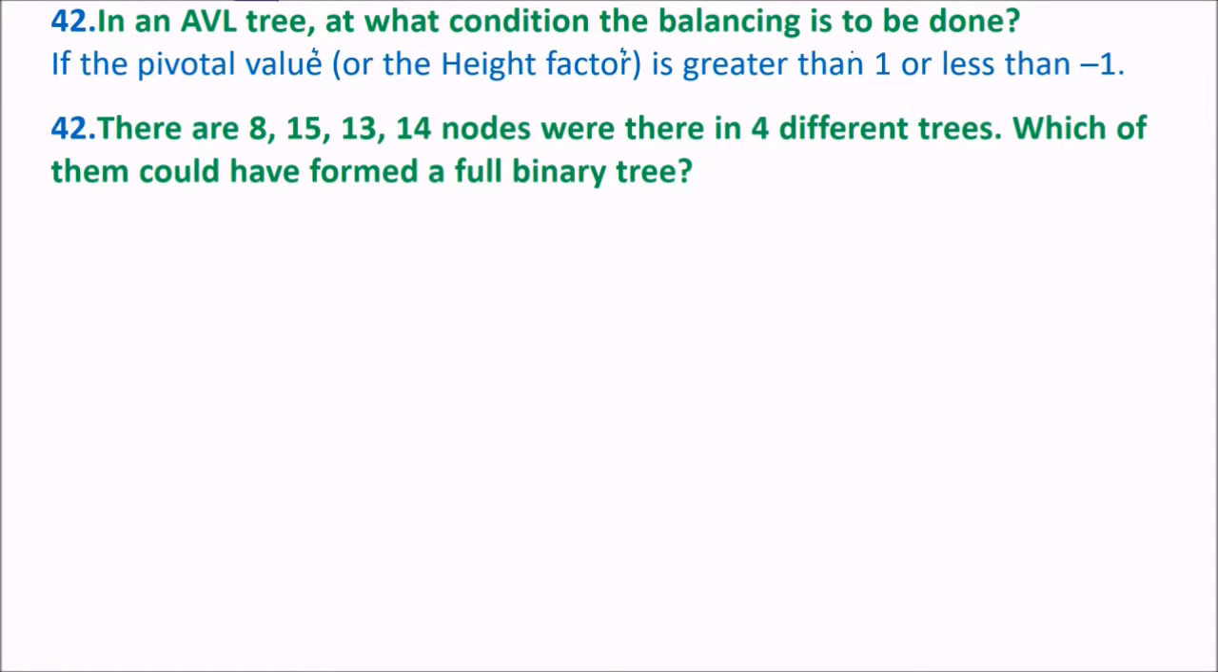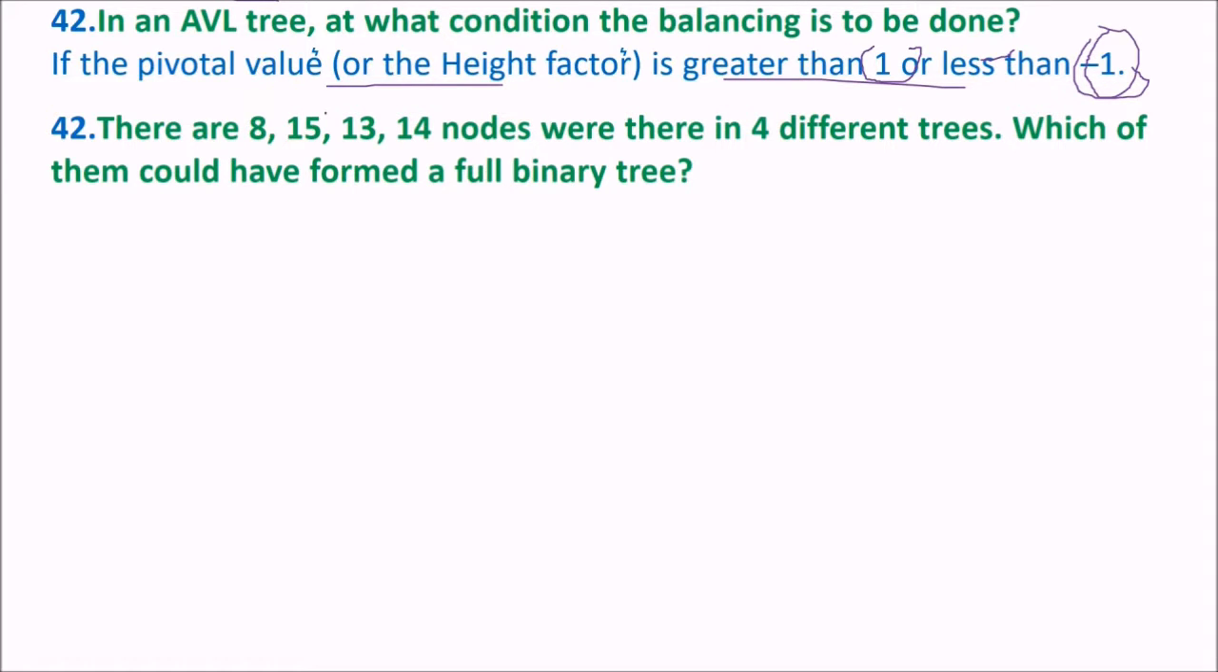The AVL tree condition is that the difference of the height of one node to its subordinate nodes, that is the left or right, should be either -1, 0 or 1. So if the balance factor becomes greater than 1 or less than -1, then you are going to balance the tree.